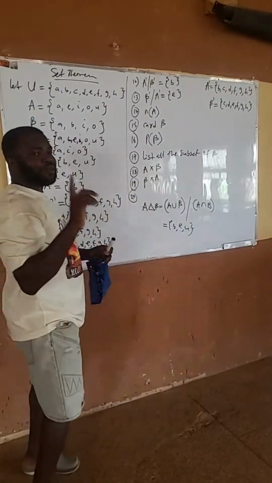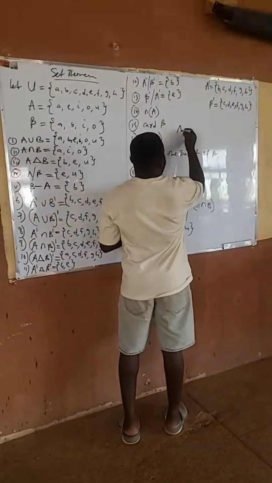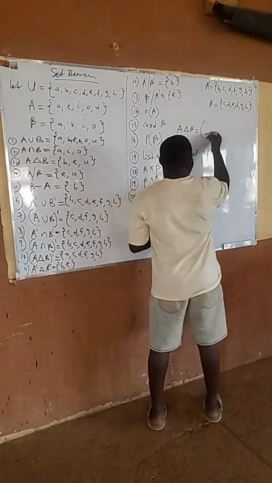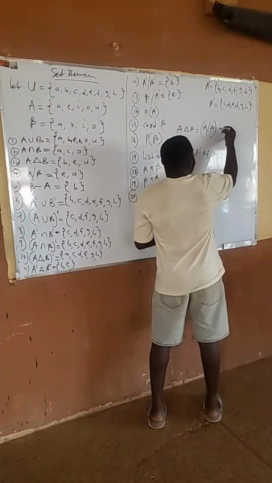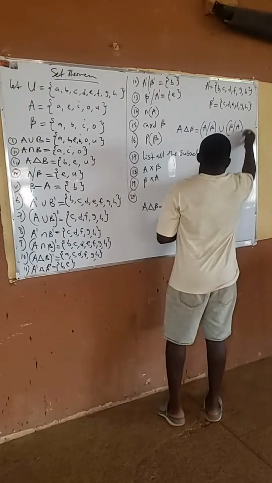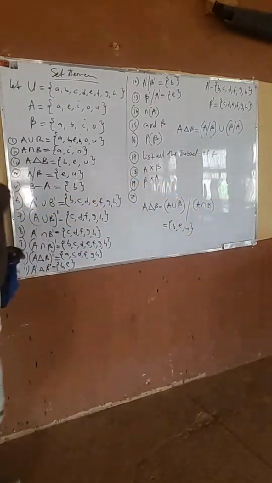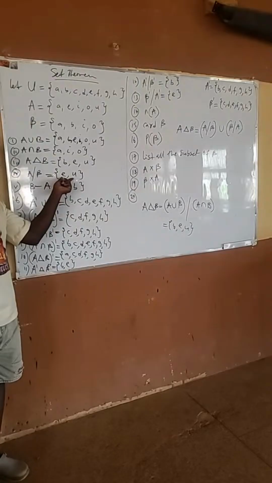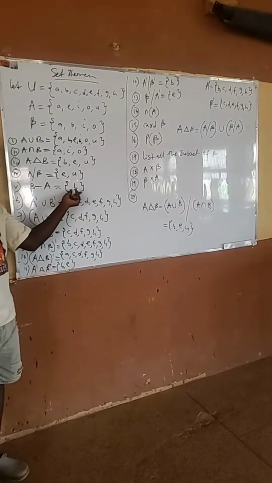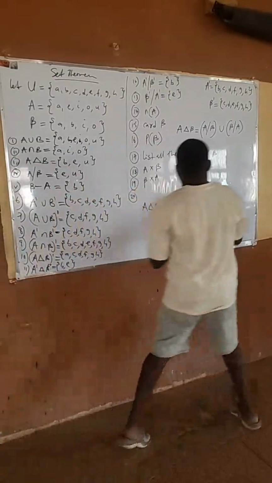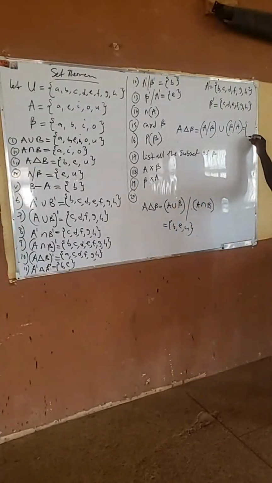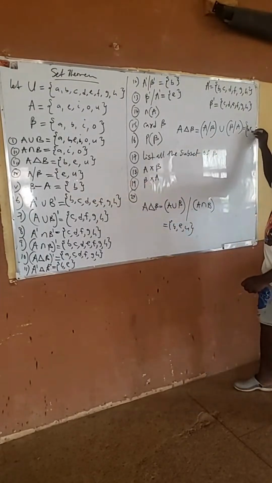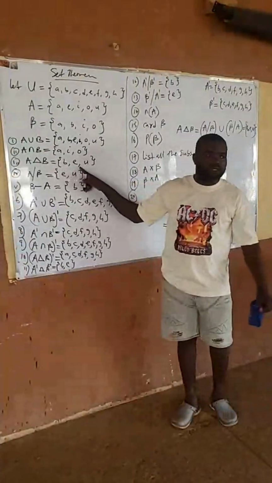Now, another important formula for A symmetric B. Watch. Another important formula for A symmetric B is A minus B union B minus A. Let's check if it is correct. A minus B, we got it as what? D, E, U. B minus A, we got it as what? B. So to unite both of them now, what do we have? B, D, E, U. Is it the same thing as the symmetric difference we got? You see, it's the same thing.